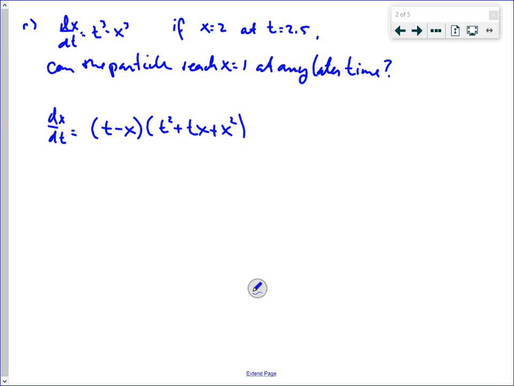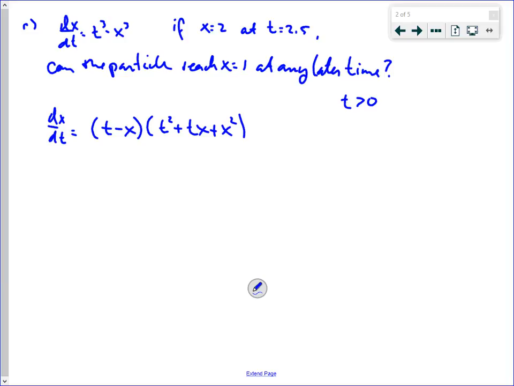Difference of cubes factors, in this case, t minus x times t squared plus tx plus x squared. Okay. Now, something I didn't state at the top, but we're talking about a point moving along the number line. So we know, of course, that t is always going to be greater than 0. We're not going to go backwards in time here.